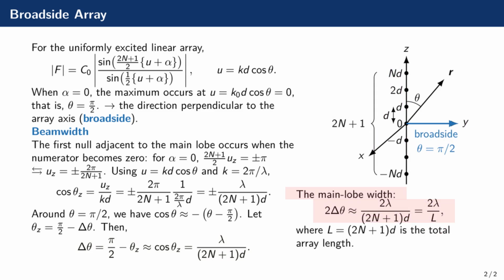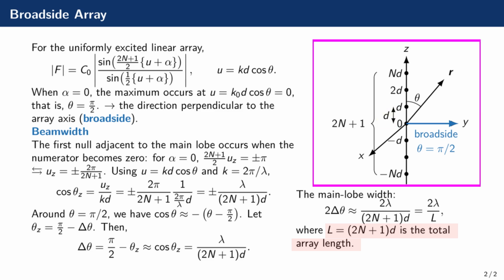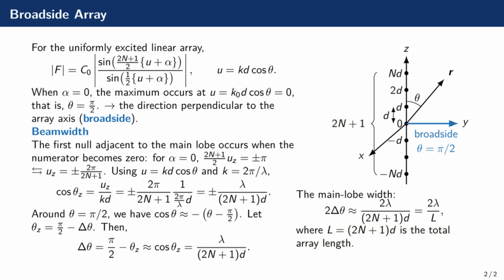The nulls appear on both sides of the maximum, so the beamwidth between the first nulls is approximately 2 delta theta. Here we denote (2n plus 1) times d as capital L. The beamwidth is approximately 2 lambda over L. L is the total array length, because the distance between each element is d, and we are considering 2n plus 1 elements. This is an important conclusion. The beamwidth is determined by the total array length.